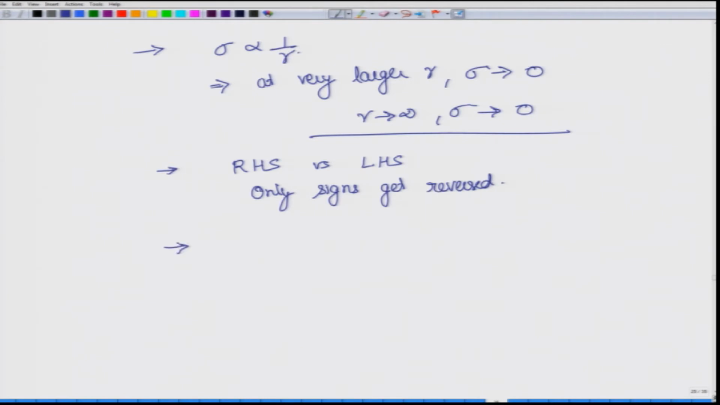Still another point that we should observe from what we have derived about the stress and strain field is what will happen to these when r tends to 0. You have seen that stress and strains are proportional to 1 over r. Now, that would mean that when r tends to 0, stress and strain become very, very large.